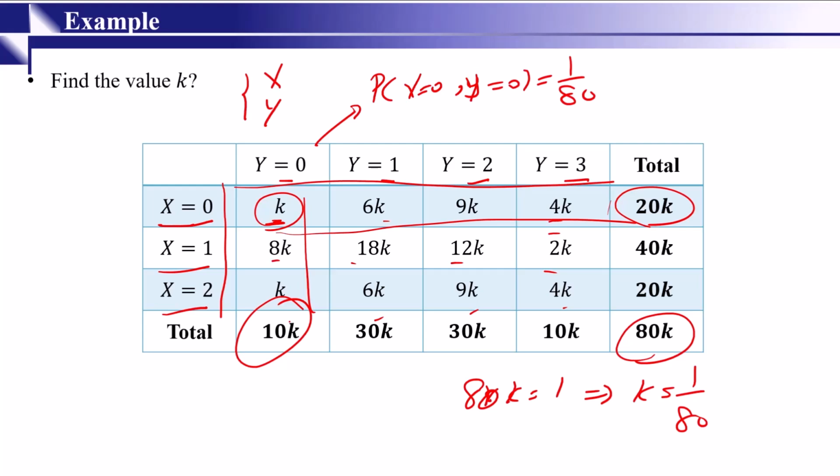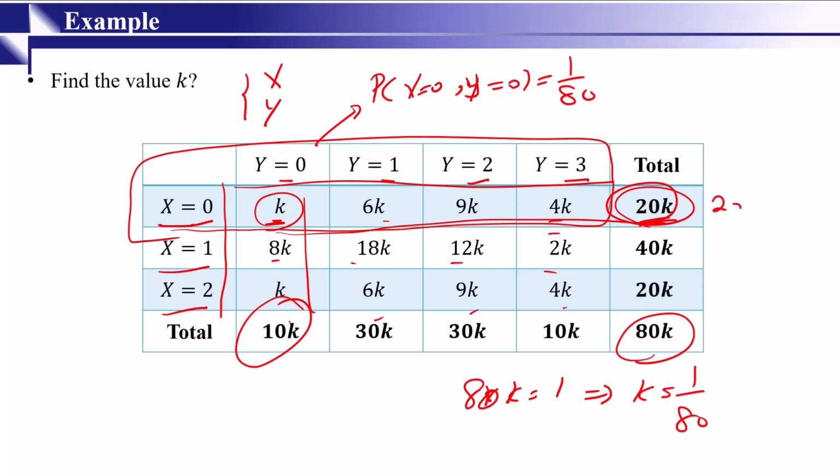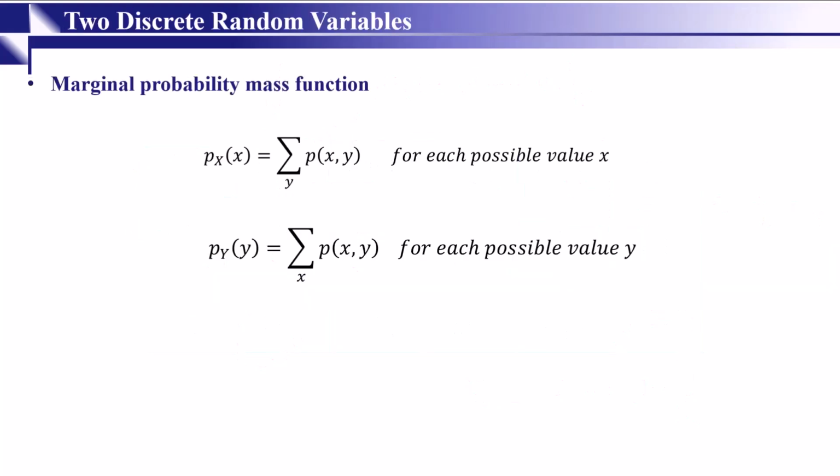The total probability for x equal to 0 is this one, right? So x is equal to 0 and y can take any possible value. This is the marginal probability of x equal to 0. This is the sum of all these joint probabilities, which is 20k, right? It means 20 multiplied by 1 by 80 is equal to 1 by 4. So the marginal probability of x equal to 0 is 1 by 4. Let's learn more about marginal probability in the next slide.